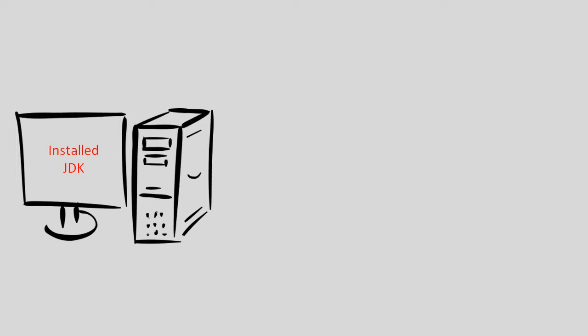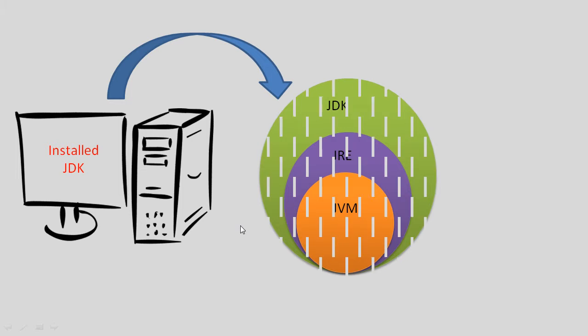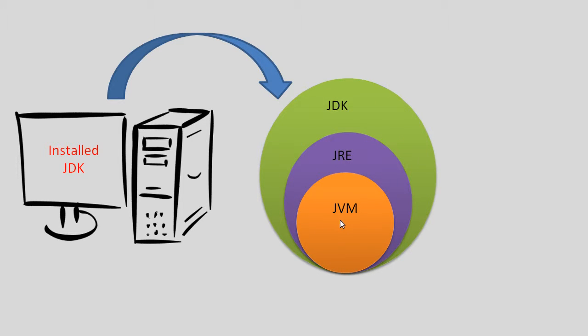Suppose I want to develop a Java application in my system. So the thing which I require is JDK to be installed in my system. So the first thing I will do is install the JDK in my system. When I install the JDK, the other two, that is JRE and JVM, will also be installed in the system. So once I install JDK, there will be JDK, JRE and JVM.